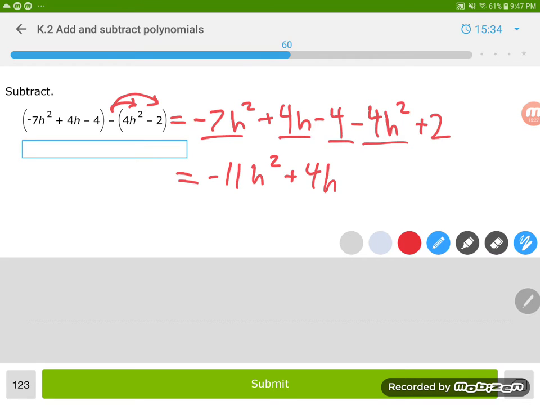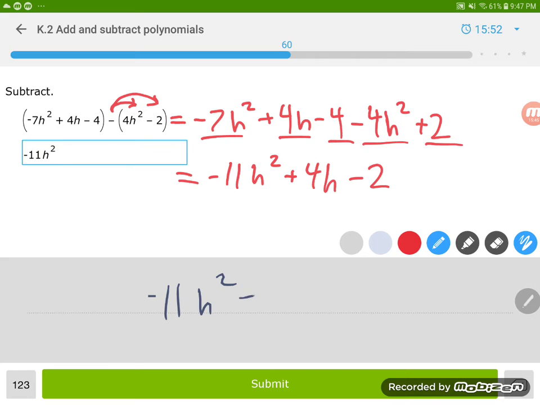And then we have our constants right here. A -4 and a +2. That's going to make a -2. It's like being in debt $4 and then having $2 of actual money. So how much money do you really have? Okay, so our final answer is going to be -11h squared plus 4h minus 2.